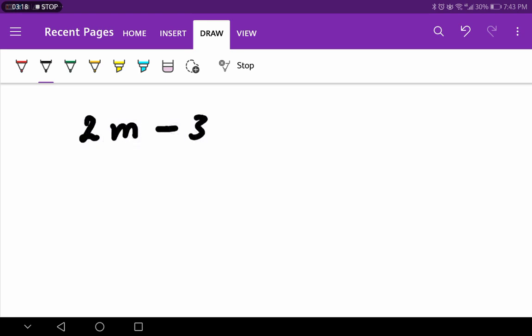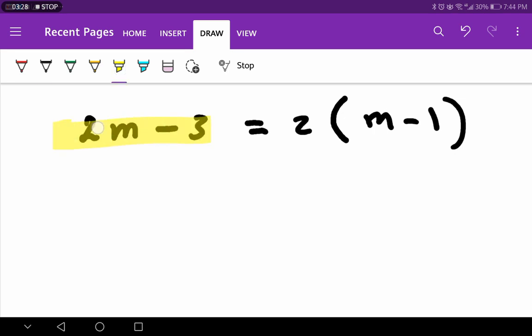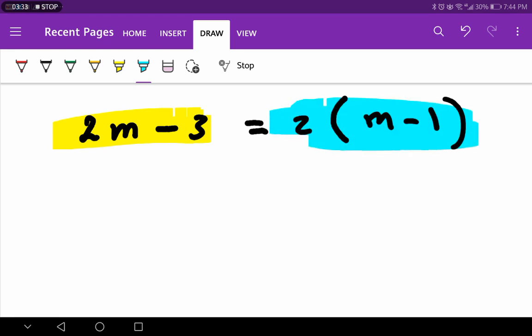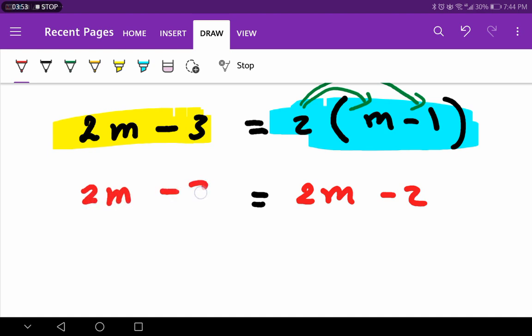2m negative 3 equals 2 multiplied by the quantity of m negative 1. Now tell me, what is the first step? Yes, left side and right side. I know you know that. What is after this step? Break the parentheses. So the work will happen on the right side. So this will be 2m negative 2, and here I have 2m negative 3.